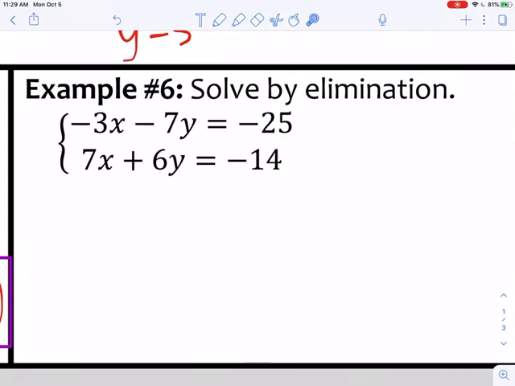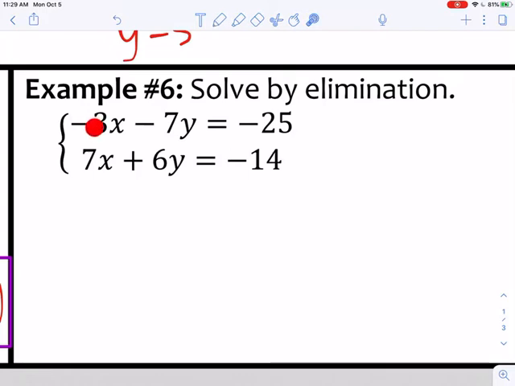All right, so this one, here we go. All right, here's a good one. That's not the same, and this isn't the same. So we actually can't eliminate right yet. We have to make it able for us to eliminate. So what we have to do is find a factor that we could make both of those numbers.